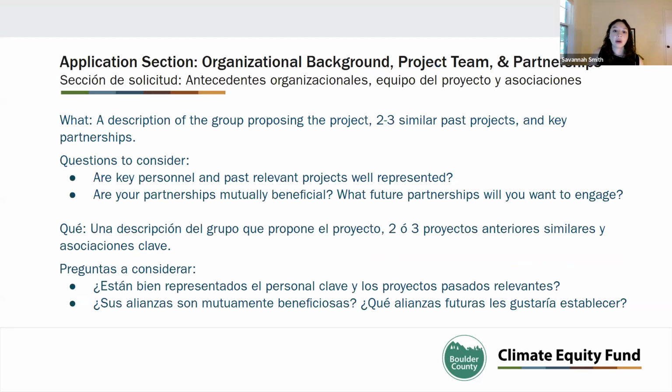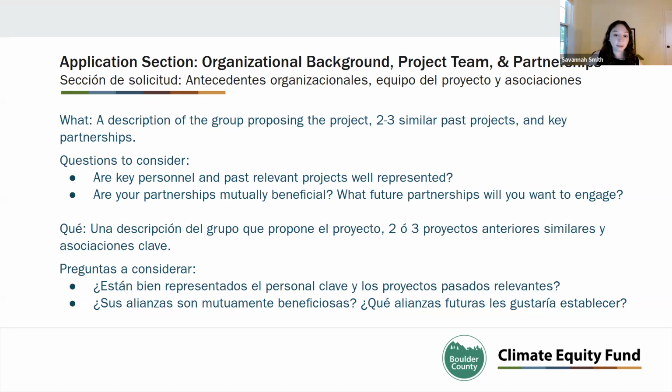Okay, starting off with the organizational background, project team, and partnerships. This section is an introduction to your organization and partnerships. It gives evaluators the chance to learn more about the type of work you do in Boulder County, how long you have worked in the area, and what the funding needs are. If you apply with partners who will receive funds from the grant, a letter of commitment is also required for this section. We have a template for the letter of commitment, and I will go over this later in the presentation.